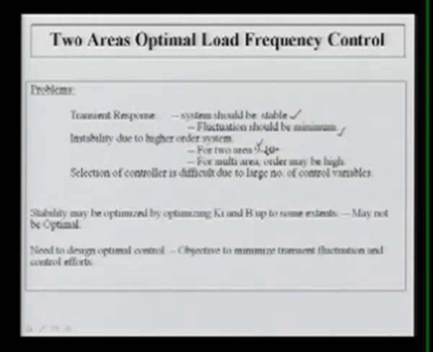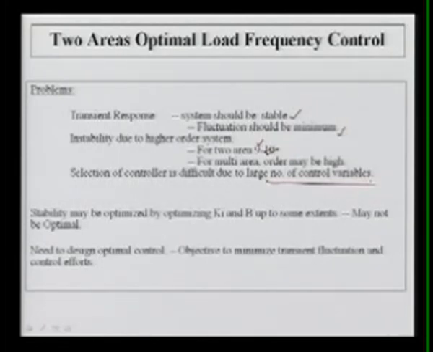If you are going for more, suppose a 3 area system, the order will again be very high. And if you are going for more areas, then selection of the controller is difficult due to the large number of control variables, and sometimes the controller you are designing may not be optimal. So our concern here is that we can design some optimal load frequency control, and we'll see it for the two area systems.